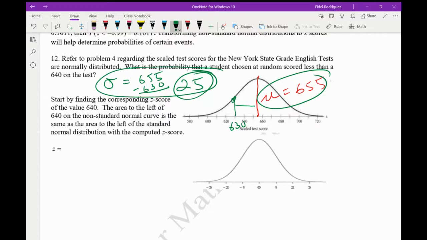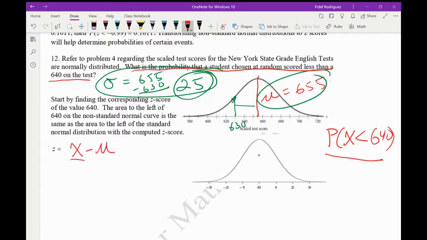So what we're going to do here is we're looking for, when I read the question right here, what's the probability that a student chosen at random scores less than a 640 on a test? The way I would write that out would be, what's the probability that x is smaller than 640? So what I really want to do is convert this part here to a z-score. So the way we convert x values to z-scores is we use this formula. Z equals x minus mu divided by sigma.